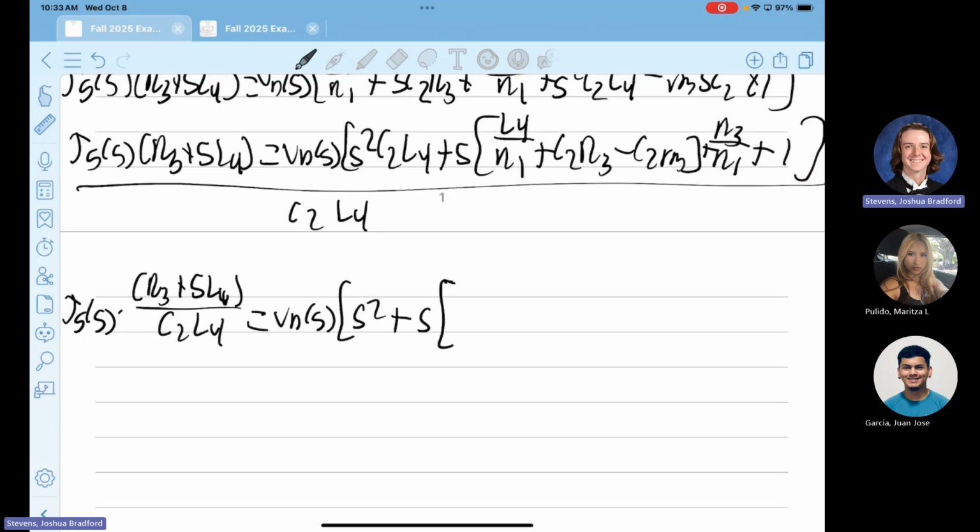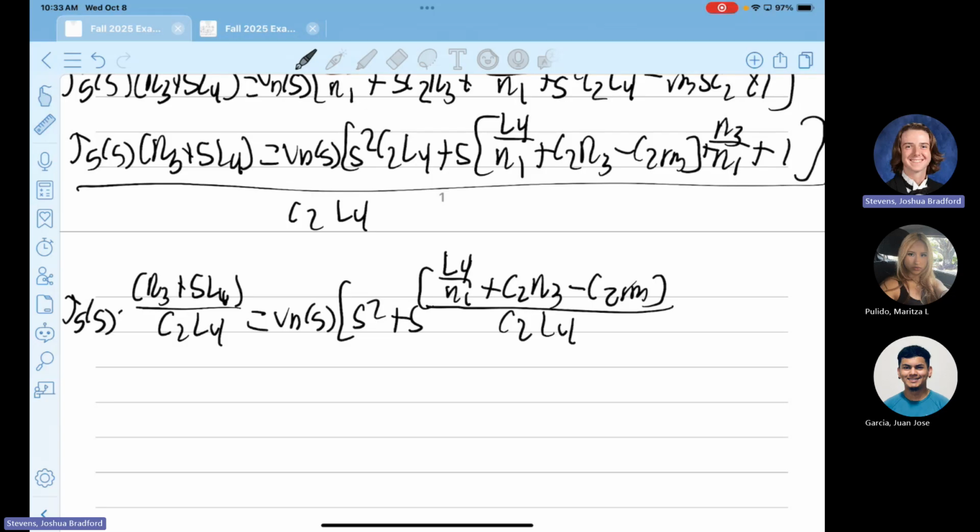plus, this thing gets kind of nasty, but whatever. Let's see how I want to do this. That L4 over R1 plus C2 R3, yep, minus C2 R1. That's RM, I'm sorry, that is RM. Yep, all right, all divided by that C2 L4. And then I take the term with no S's, and then I divide all that by just C2 L4. R3 over R1 plus 1 over C2 L4.